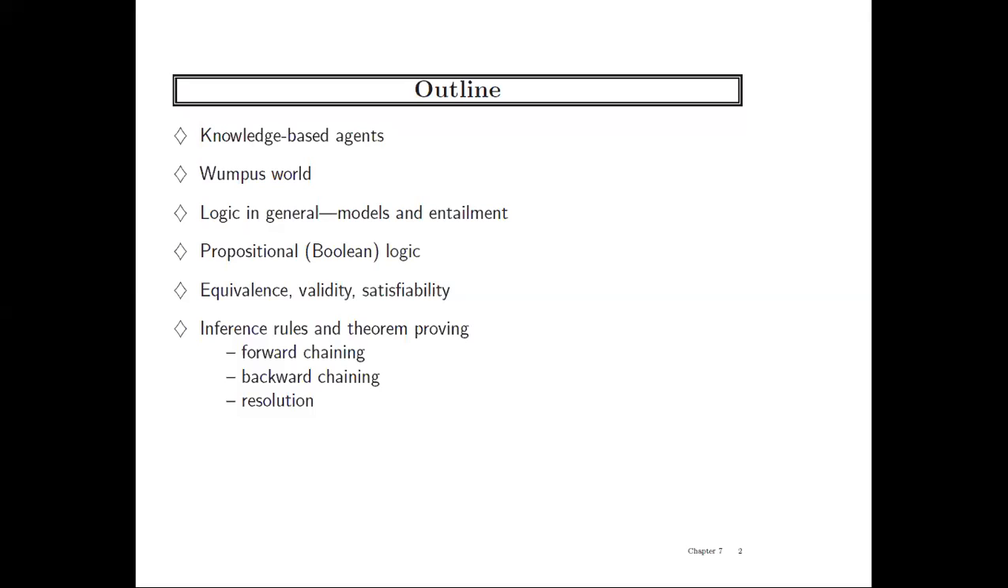And then in the end, we'll talk about the inference rules, how we make inference in the logic. When I say that there are some sentences given, how you come out with the conclusion, how you make the conclusion. So it is based on forward chaining, backward chaining, and there is one principle which is called resolution. So this is the outline of the chapter.